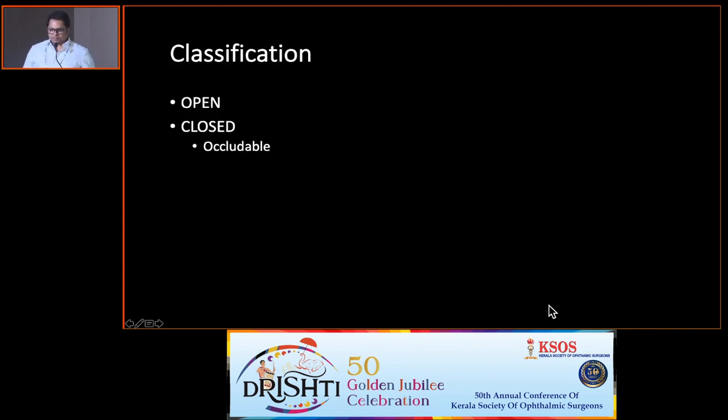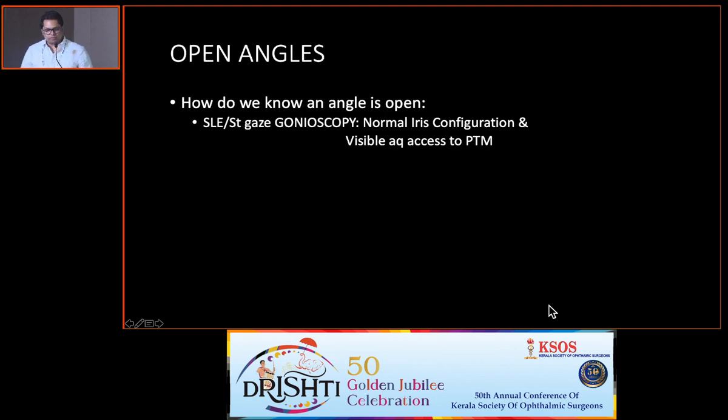Let us classify the disease into open and closed angles. Occludable angles we'll come to later. So what are open angles? How do you know if the angle is open? On slit lamp examination, on straight gaze gonioscopy, if you see normal iris configuration with visible aqueous access to the posterior trabecular meshwork, we can call the angle open.